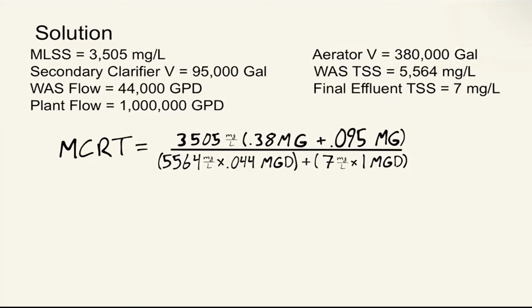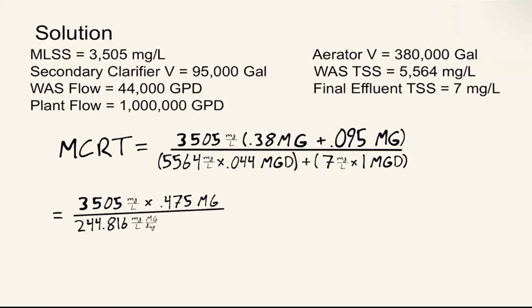Now, the next step, we can go ahead and start simplifying the problem. So we're going to first have 3,505 milligrams per liter. And we're going to go ahead and solve for what was in the parentheses in the numerator, which we get 0.475 mg. In the first term that we solve for, which is the first set of parentheses in the denominator, we get 244.816, and the units are milligrams per liter and millions gallons per day. And this is added to the second term of the denominator that we solve for in parentheses, and that's going to equal 7 milligrams per liter times millions of gallons per day.